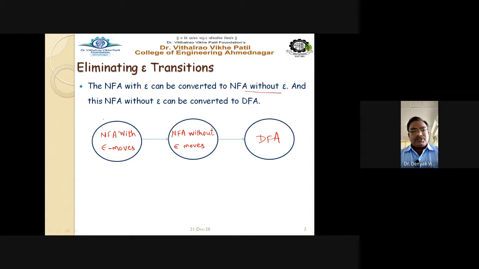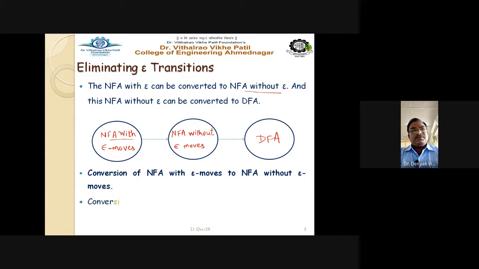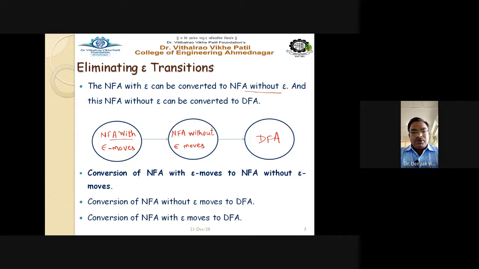So see here, this diagram or this figure is very important, because from here onwards we have to see these three conversions, right? So first we are going to convert this NFA with epsilon moves to NFA without epsilon moves, and then the conversion of NFA without epsilon moves to DFA, and finally conversion of NFA with epsilon moves to DFA.